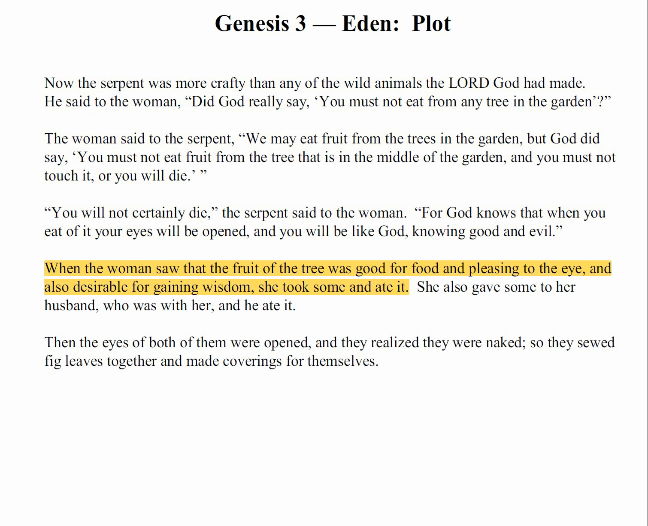The woman is then interested, and the tree's good and beautiful, and she wants the wisdom because knowledge will bring power. So she eats it. She also gave some to her husband, who was with her, and he ate it. I wonder if you noticed when I read this, it is the first we hear that he's been there. She also gave some to her husband, who was with her.